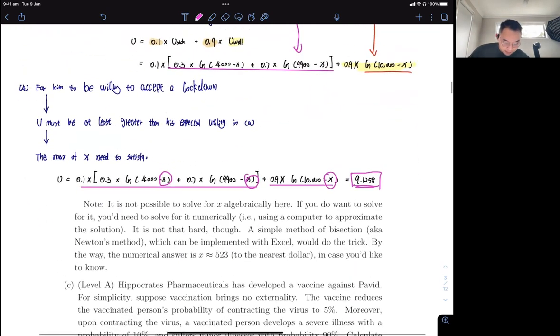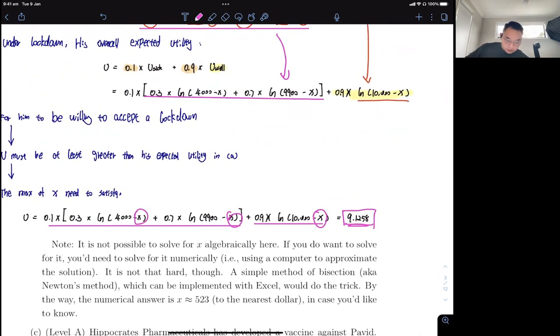So therefore, we can solve it, right? It is not possible to solve for X algebraically here. If you do want to solve for it, you need to solve it numerically, which means using a computer to approximate the solution. It is not that hard though. You can do it with Excel by using Newton's method. This way, the numerical answer will be X approximately 523 to the nearest dollar.